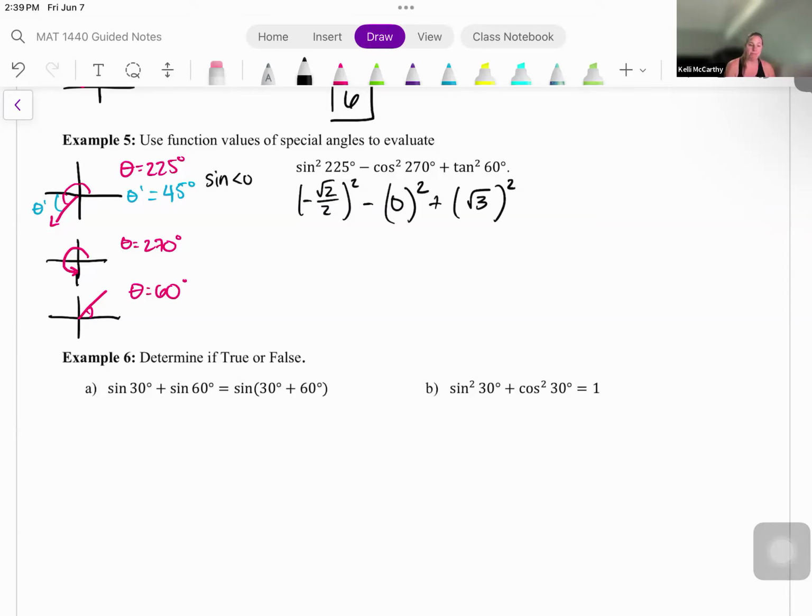Now we can simplify. Negative square root of 2 over 2 squared, we're going to square the top and the bottom. Because it's negative, when we square it, it becomes positive. So we have the square root of 2 squared is 2 divided by 4, minus 0, plus the square root of 3 squared is 3. 1/2 plus 3 is 7 over 2.